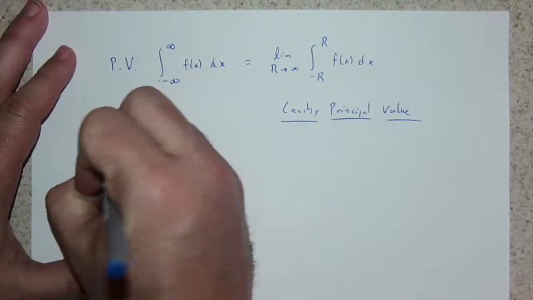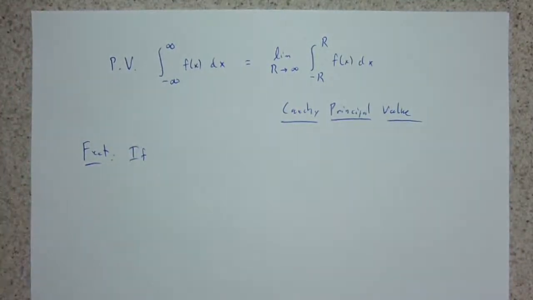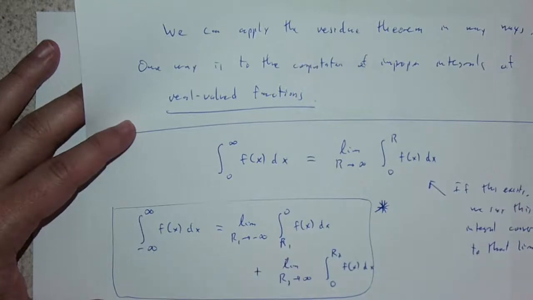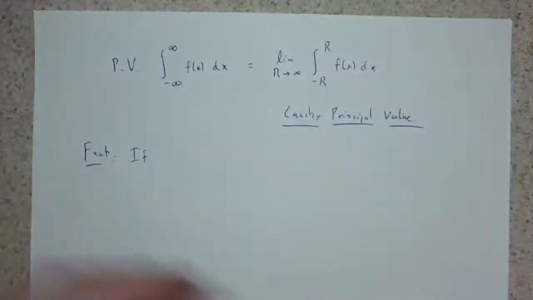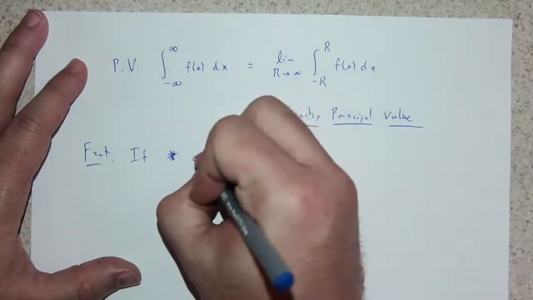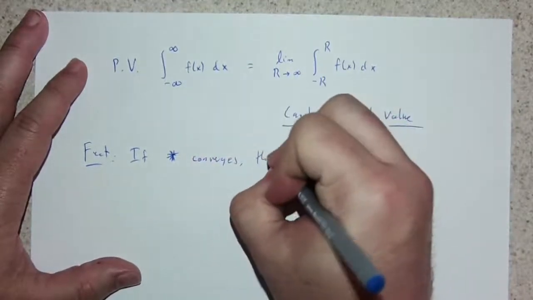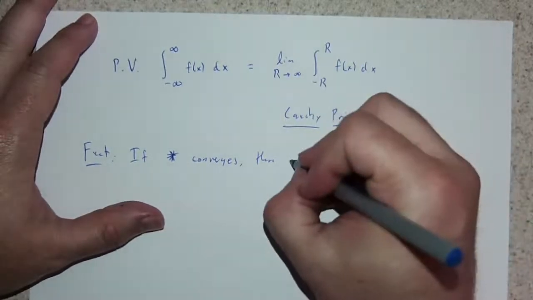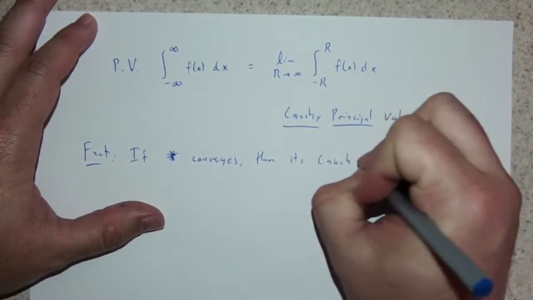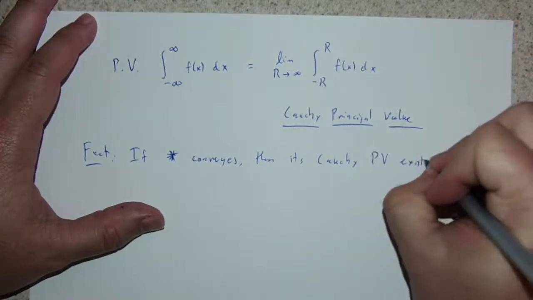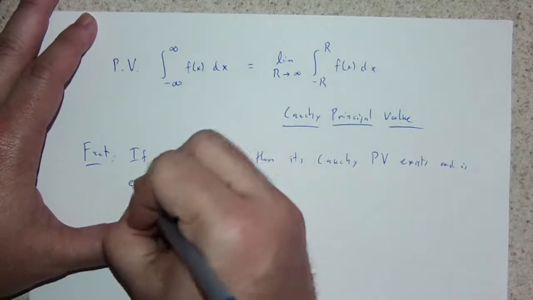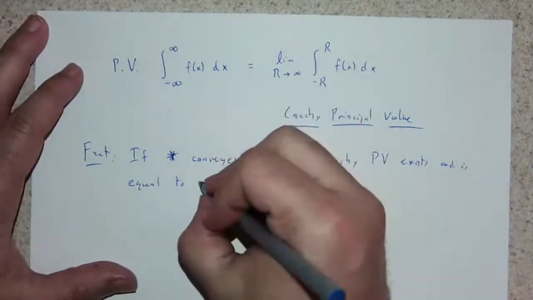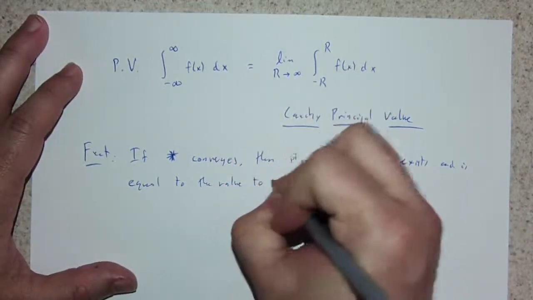So, in fact, if, what's the nicest way to put this? Let's write this as star. All right. So if this improper integral, so if star converges, then its Cauchy principal value exists, and it is the same. So then the Cauchy PV exists and is equal to this value to which star converges.